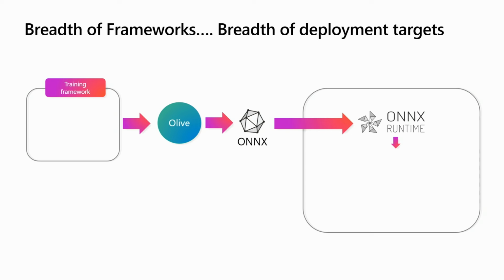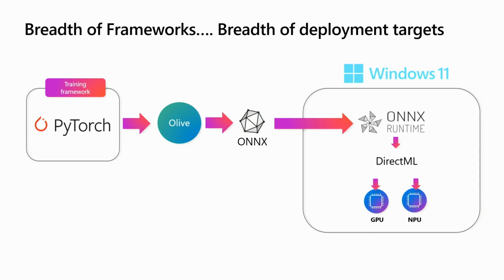And why do we see this momentum around ONNX? Why are people using it? One facet of this is the breadth of frameworks and the breadth of deployment targets. You can see on the left-hand side there's a training framework that can pop in, and on the right-hand side there's a deployment target. What's consistent between these is that you are going to use Olive to optimize a model from a training framework. That will give you an ONNX artifact that will then run fast and efficiently on the ONNX Runtime. And so we can plug in these empty boxes. For example, we could have a deployment target of Windows 11, and the ONNX Runtime is going to run on what we call an execution provider called DirectML, and that will then hit the GPU or NPU.